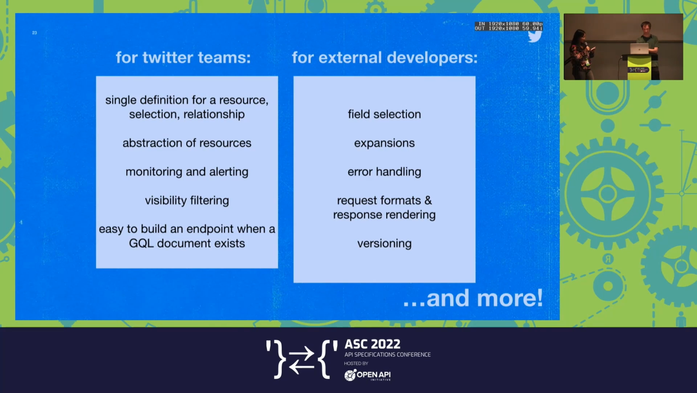For external developers, field selection is customizable and repeatable, thus allowing external developers to retrieve as much or as little data from the resources as they want. Expansions are built into resources, which allow external developers to return additional relevant resources in the same response. For example, the author of a tweet can be expanded in a tweet resource as an additional user resource. Error handling and request and response formatting, as mentioned before, are handled uniformly across the platform, so external developers know what to expect. Really, this is a benefit for both, as Twitter teams don't have to worry about implementing them either. And finally, versioning allows us to quickly and easily release new features to external developers. And there's probably more.